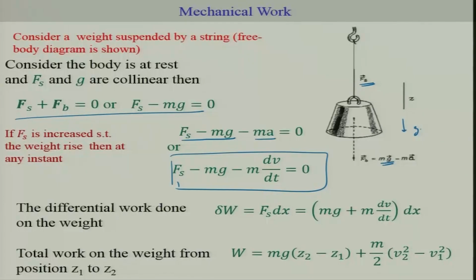Now, the corresponding differential work done on the weight is going to be Fs multiplied by dx. From here you can write Fs like this. The total work on the weight from position z1 to z2 would be simply the integration of this, which gives mg (z2 minus z1) plus m/2 (v2 squared minus v1 squared). Well, it is a straightforward exercise which of course we are all aware of.